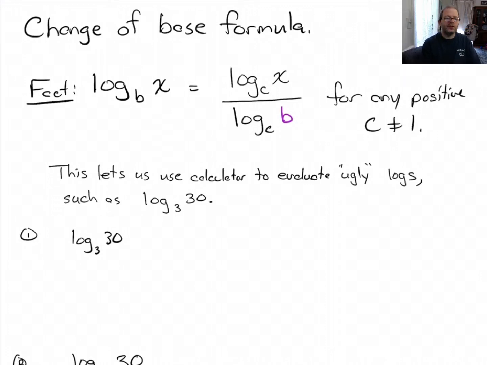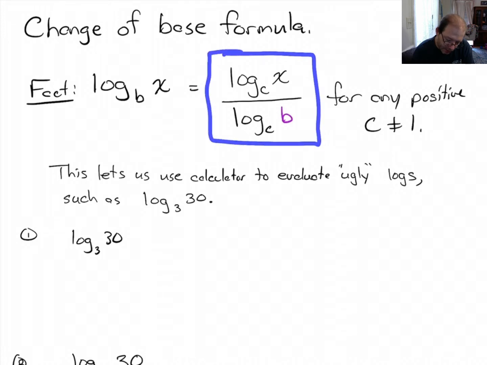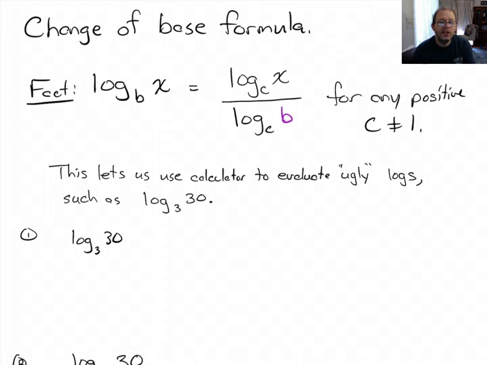All right, last video for this section. This is the change of base formula. The change of base formula says that if you have log base b of x, you can change that into log base c of x over log base c of b, where c is any valid base to use for a logarithm. In other words, c can be anything other than what has to be positive, and it can't be 1.